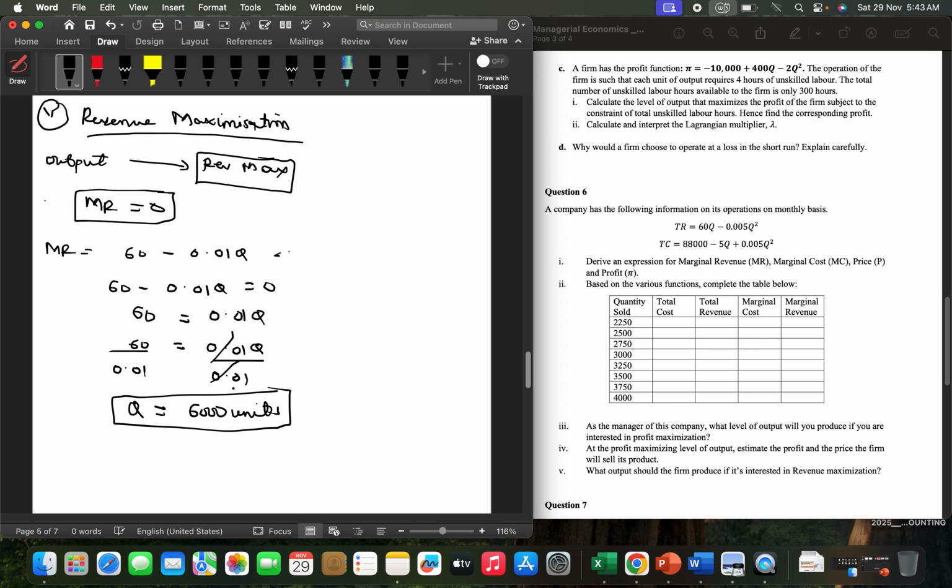So this is the last part of the question. What output should the firm produce if it's interested in revenue maximization? The firm should produce an output of 6,000 units if it is interested in revenue maximization.